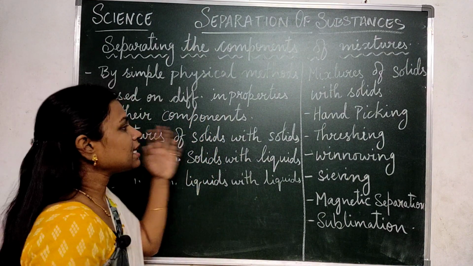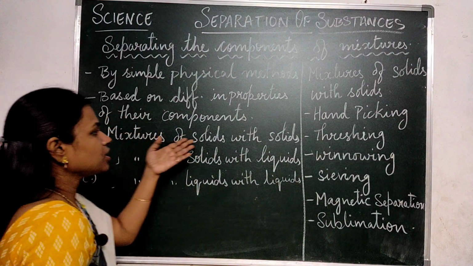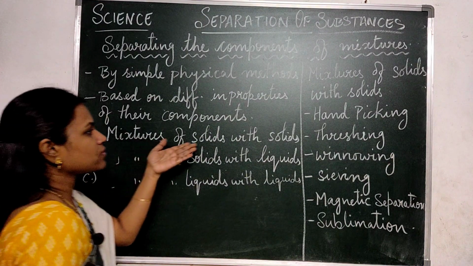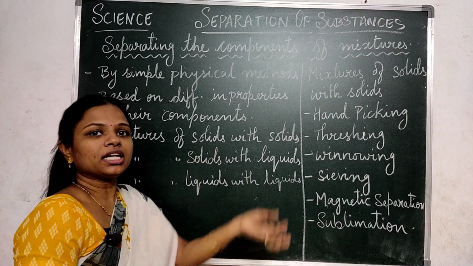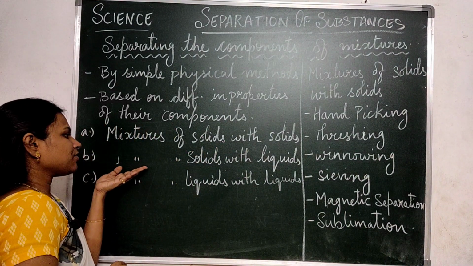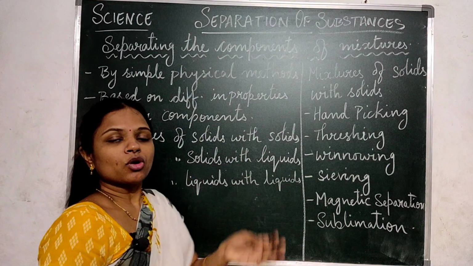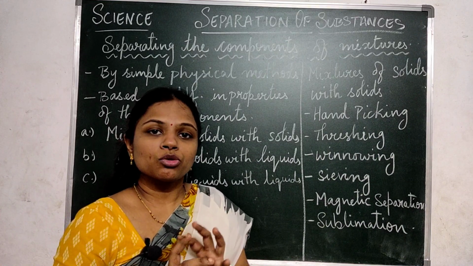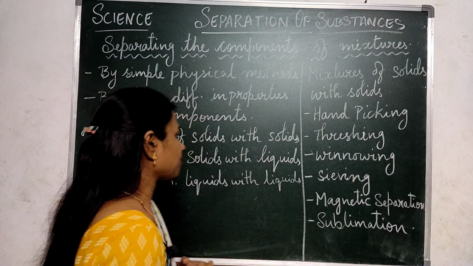So for understanding in a better way, we can divide the mixtures into three categories. Here they are: mixtures of solids in solids. In this, the solids will contain solid components only. The second category is mixtures of solids with liquids. So in liquids, the solids are present. How we can separate such types of mixtures, we will be seeing.